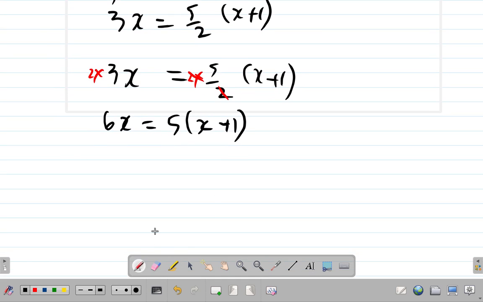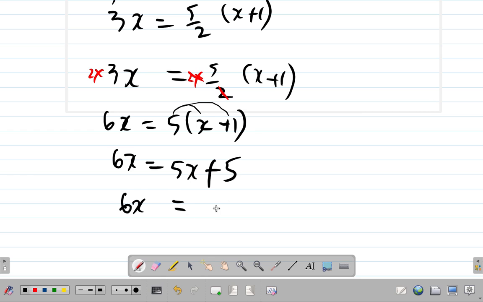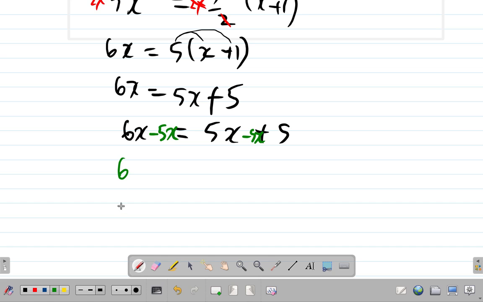So now, what else do you do? You're going to say 6x equal 5 times x, or 5x, plus 5 times 1, 5. Next, you subtract 5x from both sides. Now you move 5x over here, so it needs to turn negative. Subtract it. 6x equal 5x plus 5. So what happened? You subtract 5x, and when you subtract 5x from itself, it's gone. So you have 6x minus 5x equal 5. 6x minus 5x, how much? If you have 6x and you take away 5x, you only have 1x left, equal 5.